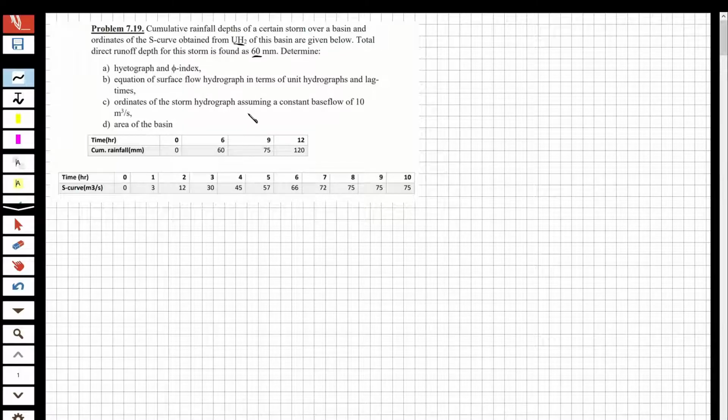Then determine the ordinates of the storm hydrograph, assuming a constant base flow of 10 meter cubic per second, and the area of the basin. So now let's start with the first one, okay? The hyetograph and the phi-index.